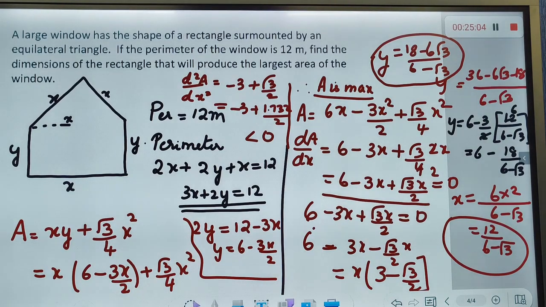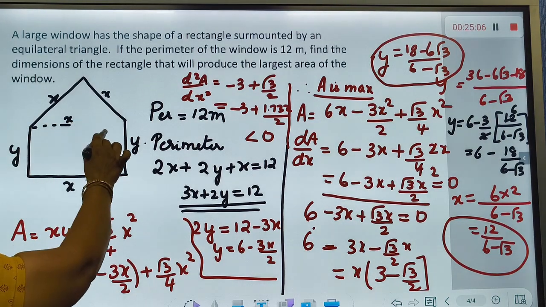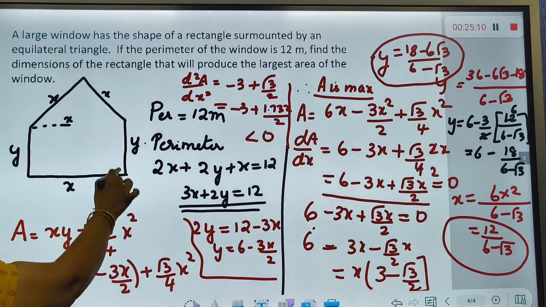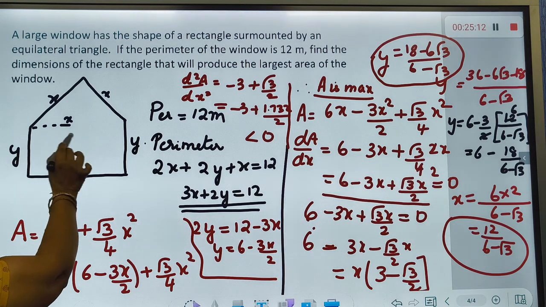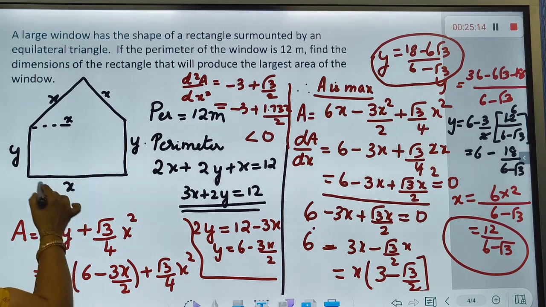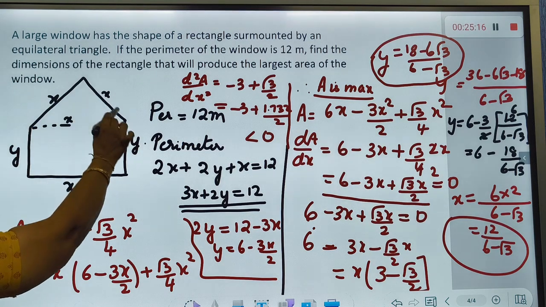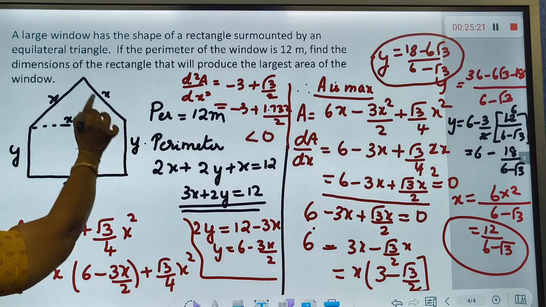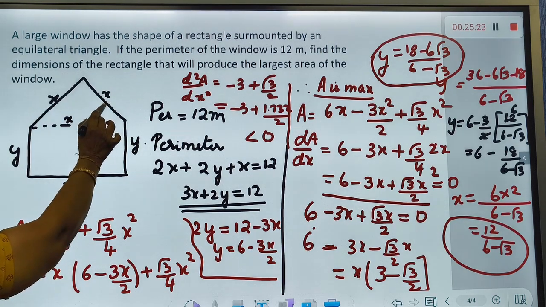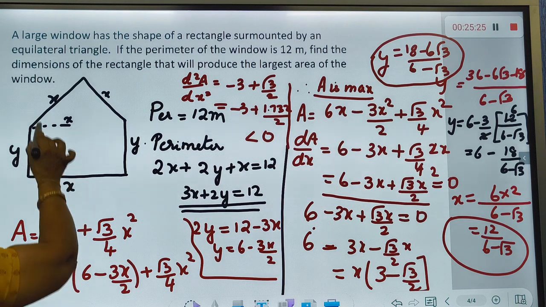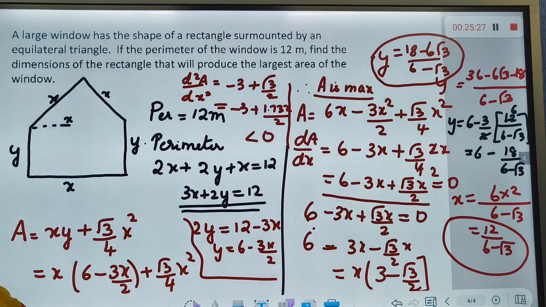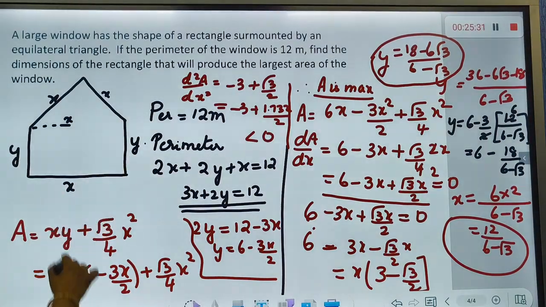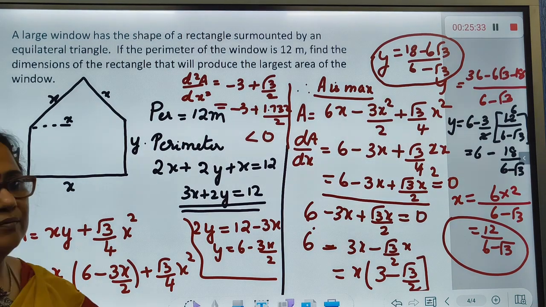So the most important significant point is, you should understand what is the meaning of perimeter. Perimeter is the outermost line. Anything which is inside is not included. But here you have to understand this is an equilateral triangle. So these three sides, if I draw here and complete, the three sides will be of equal length, which will be same as x. That is why I have taken the side of the equilateral triangle also to be x, and the sides of the rectangle are x and y.